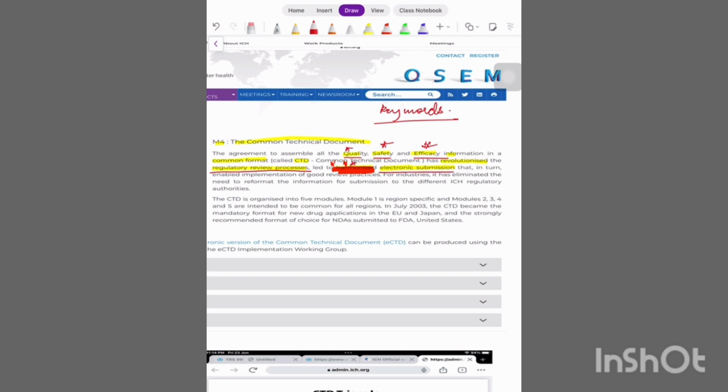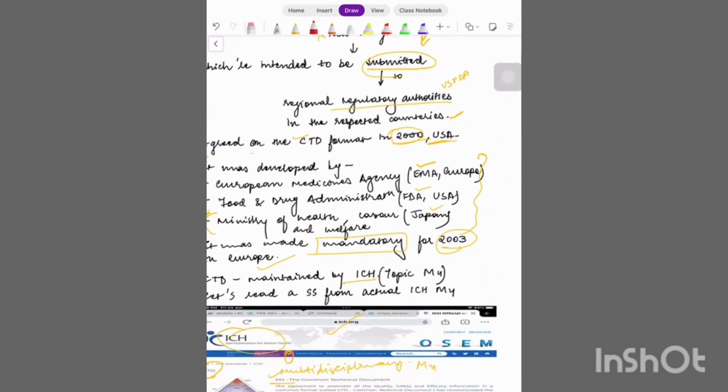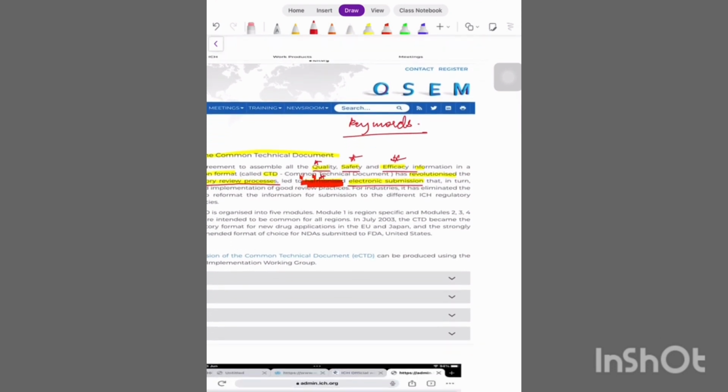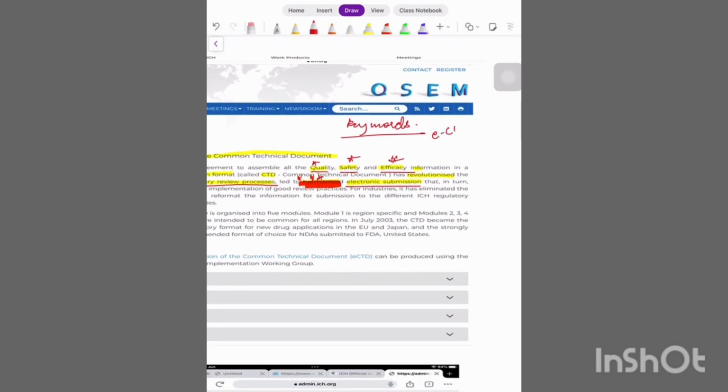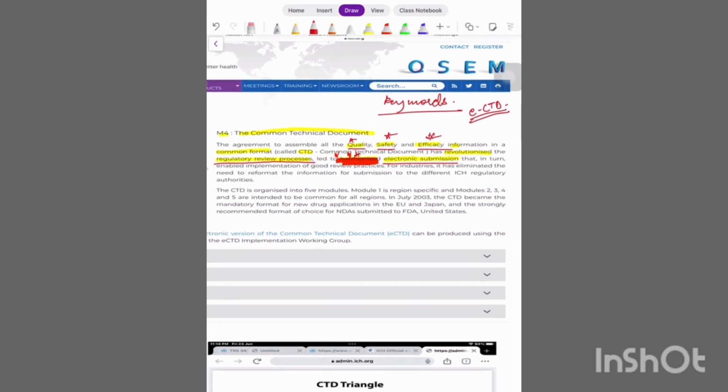Harmonized electronic submission. The CTD we are talking about is the Common Technical Document in physical form, something like how you fill a form and give it. But nowadays there is something known as eCTD, that is, you can electronically submit that form online. So it led to harmonized electronic submission, which in turn enabled implementation of good review practices.